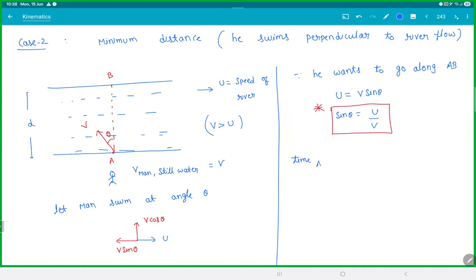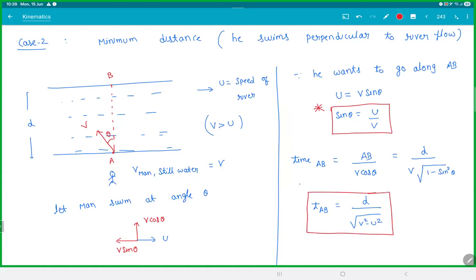Now, time taken to go from A to B. Remember, he's not using your full speed to cross the river. You're only going with v cos theta along AB. So AB is d, and v cos theta. Cos theta is root of 1 minus sine square theta. Bring that sine theta and substitute here. So time taken from A to B will be d by root over v square minus u square. This is the time taken to cross the river in minimum distance.